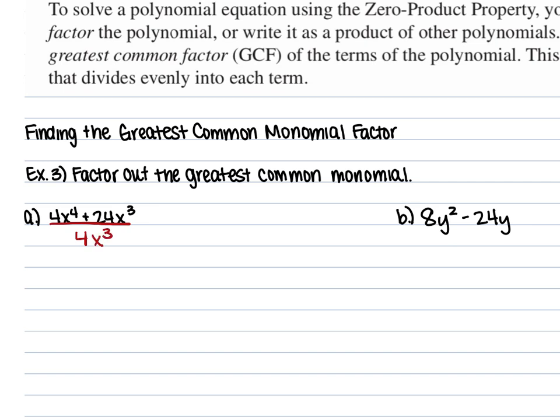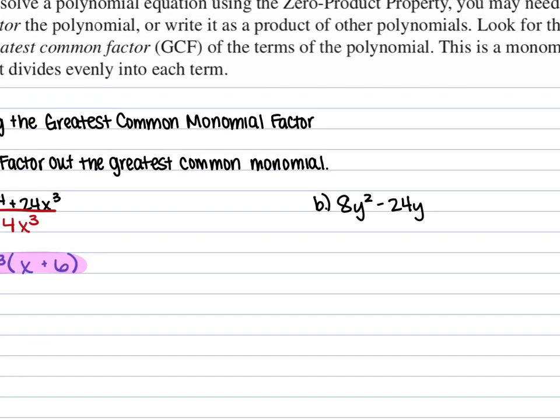So this 4x cubed is factoring out. It goes out front. Whatever's left over goes in parentheses. So for the 4x to the 4th power, the only thing you have left is x, because 4 divided by 4 is 1. X to the 4th divided by x cubed is x. So the only thing it is 1x, which is x. And then the 24 divided by 4 is a positive 6. X cubed divided by x cubed is 1. So it's just 4x cubed times x plus 6.